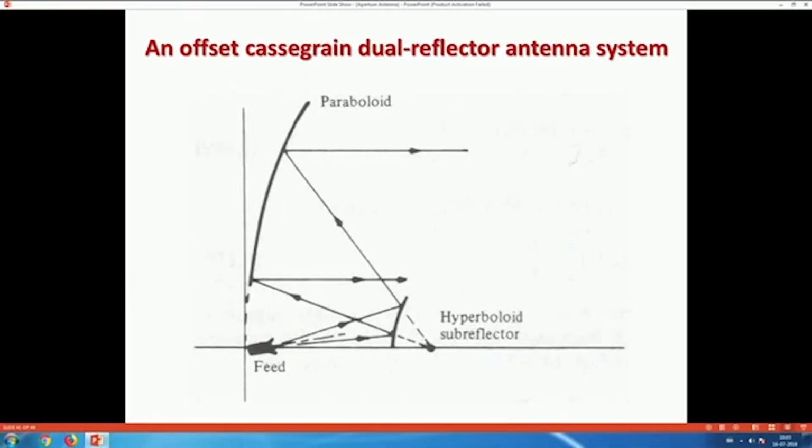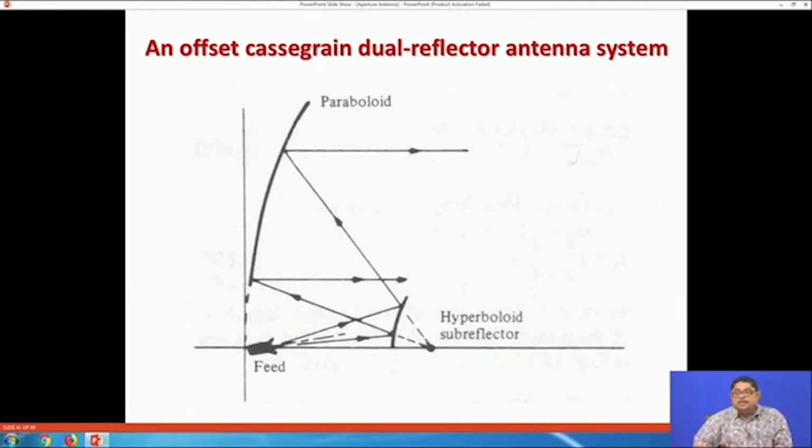In a single reflector system, we cannot control both the amplitude distribution and the aperture phase distribution; everything gets determined by the power pattern of the feed. But here these two are totally independent. The sub reflector controls the aperture amplitude distribution independently, so whatever taper I need to give for the side lobe, I can do by playing with the sub reflector. And the main reflector, or paraboloid reflector, controls the aperture phase distribution.